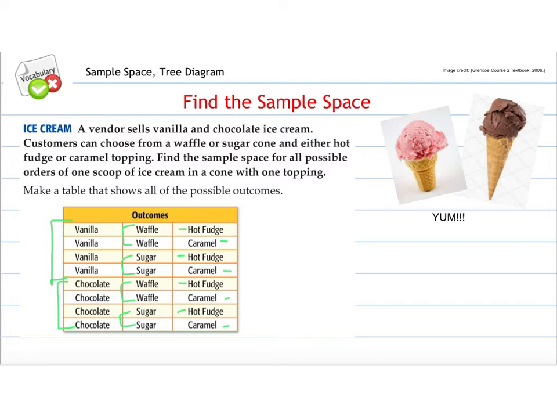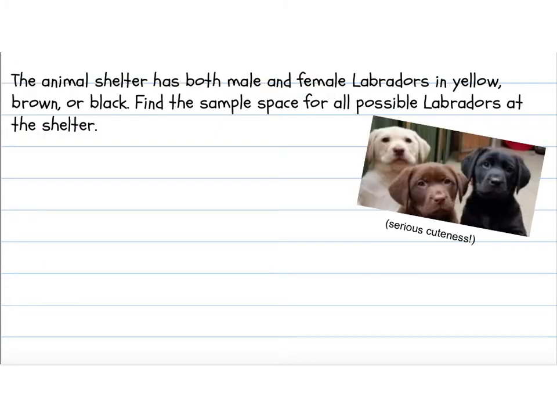And that's all of the potential outcomes. I could pick vanilla ice cream with a sugar cone and caramel, or I could pick chocolate with a waffle and hot fudge, but all of these are the outcomes. To figure out total outcomes, we count everything over here: 1, 2, 3, 4, 5, 6, 7, 8. There are 8 outcomes, or 8 different types of orders where you are picking one scoop of ice cream, one cone, and one topping. So again, this is a table. We'll learn about making tree diagrams on the future slides.